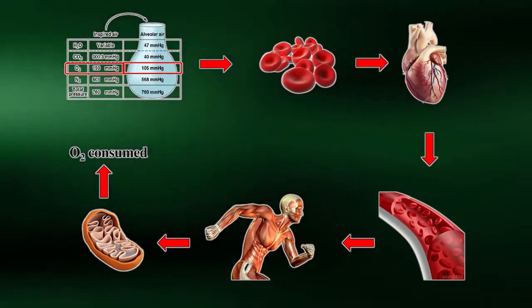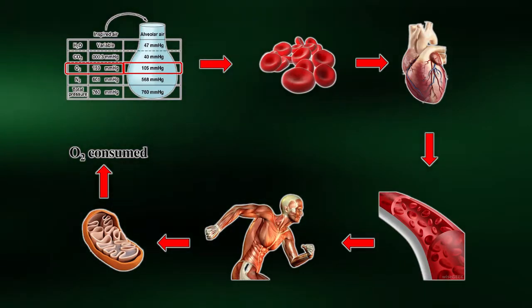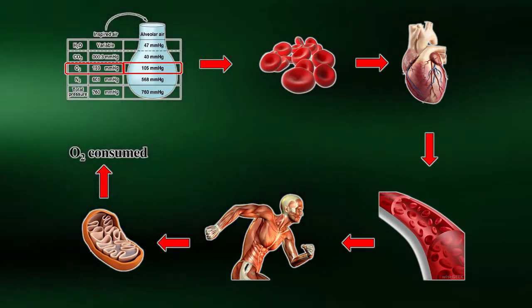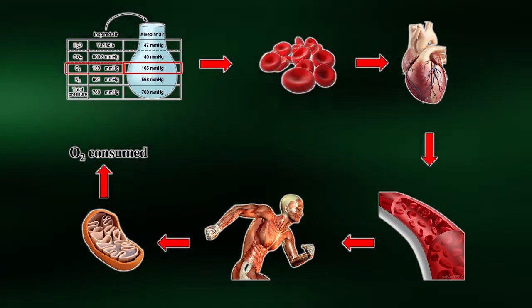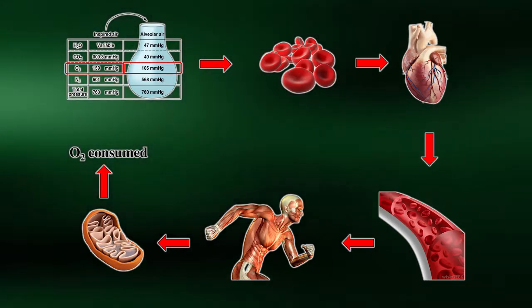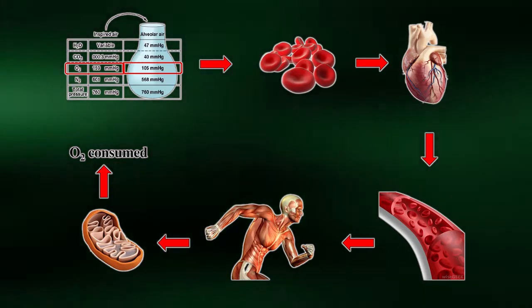Between inspiring oxygen in ambient air and its eventual use in mitochondria of working muscles are the various components of oxygen transport. At sea level, the partial pressure of oxygen in the inspired air is 159 millimeters of mercury. By the time it reaches the alveolar sacs in the lungs, where gas exchange between the lungs and the blood vessels occurs, its partial pressure has dropped to 105 millimeters of mercury.